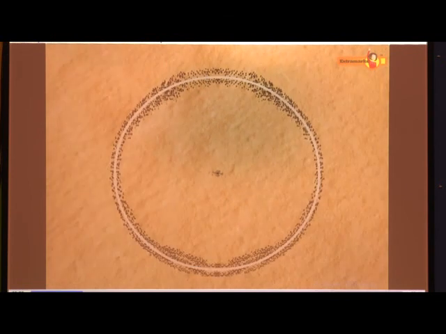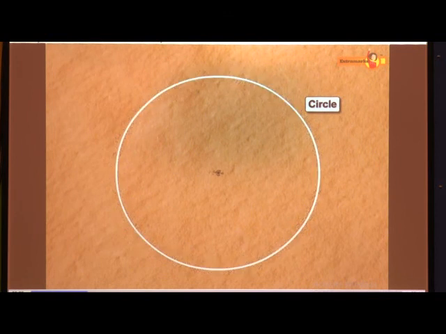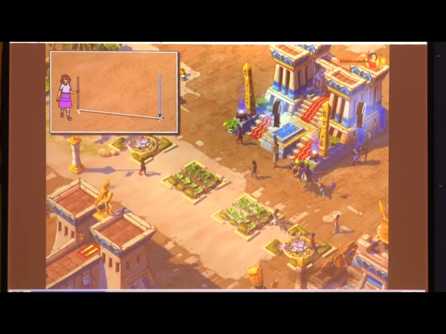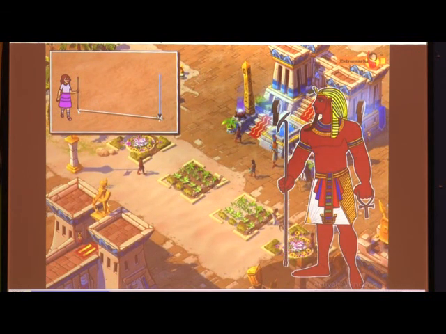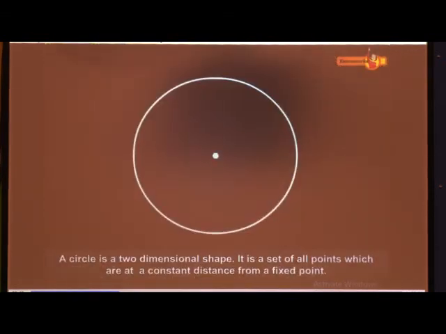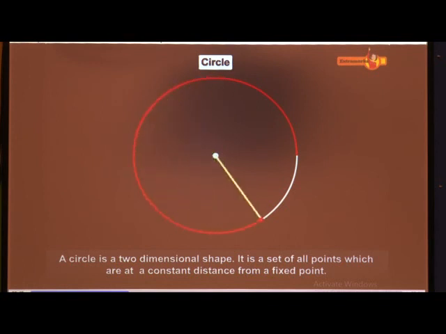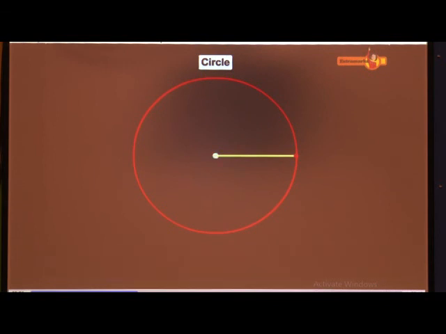The path followed by the stick is known as a circle. The point of contact of the fixed spike with the ground is the center of the circle. This method of drawing a circle was known and used by builders in ancient Egypt. A circle is a two-dimensional shape. It is a set of all points which are at a constant distance from a fixed point. The fixed point is called the circle's center. It lies inside the circle.